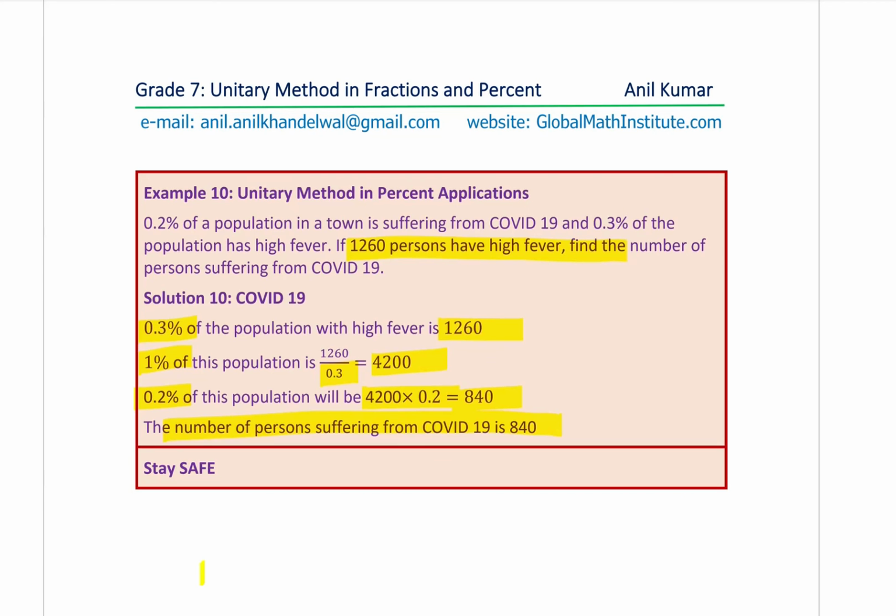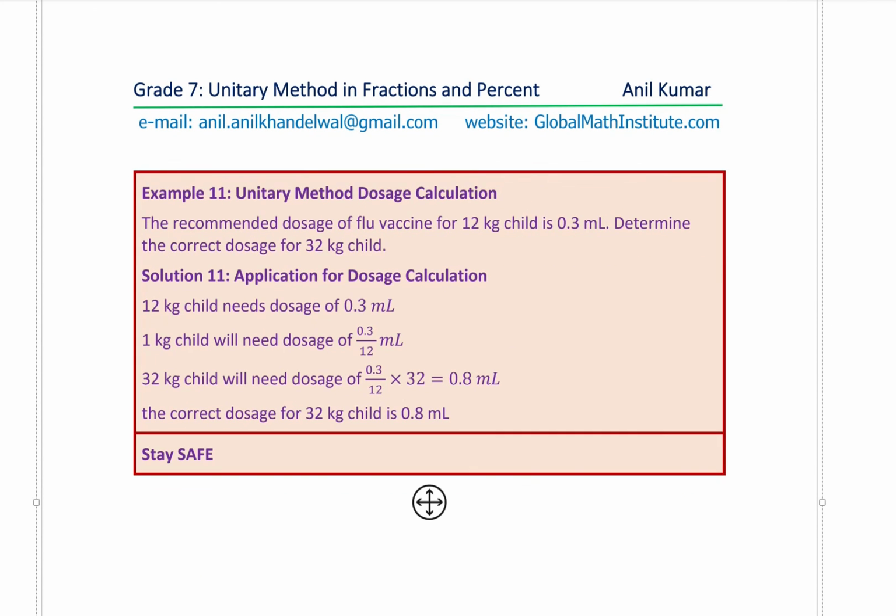Here is a very last example. In this case, we will have a vaccine here, and let us see how to administer a vaccine. Well, the data here is not quite correct, okay? It is just for mathematical calculations. Remember that. Okay, so the recommended dosage of flu vaccine for a 12 kg child is 0.3 milliliters.